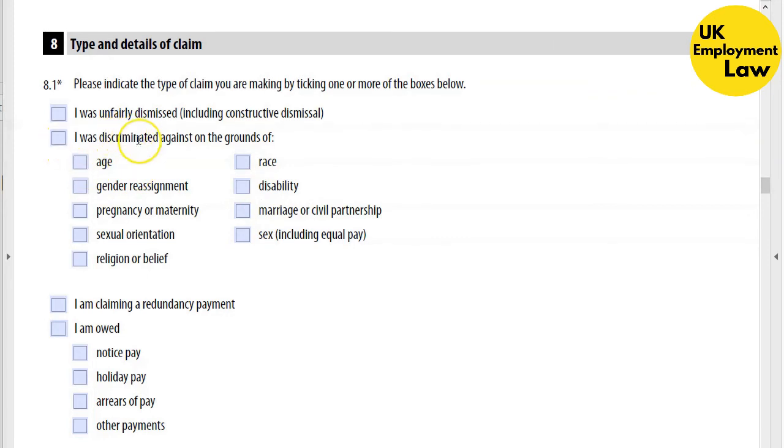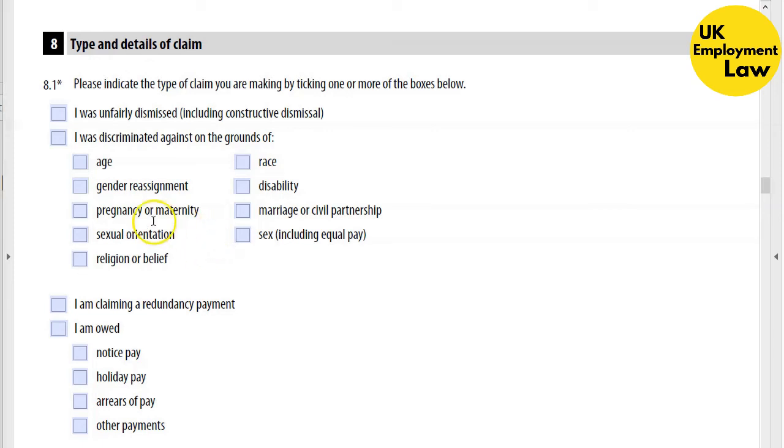Next box is about discrimination. If you have a discrimination claim, you specify those complaints in these boxes. These are called protected characteristics. If for any reason you are not sure which category your complaint falls under, you should tick the box to avoid any time limit issues.